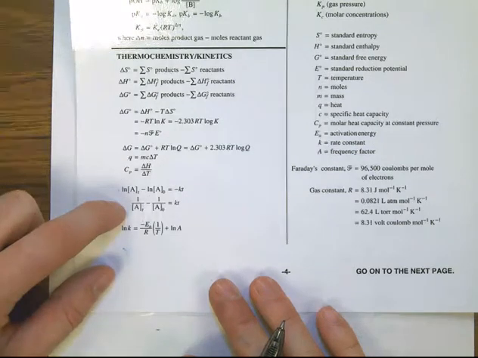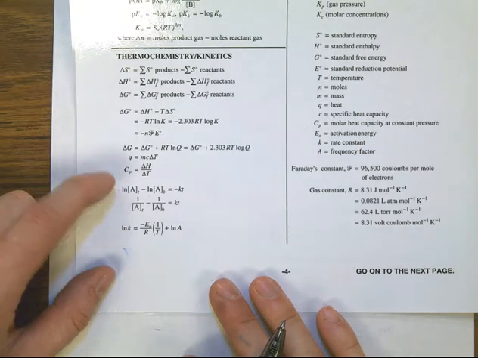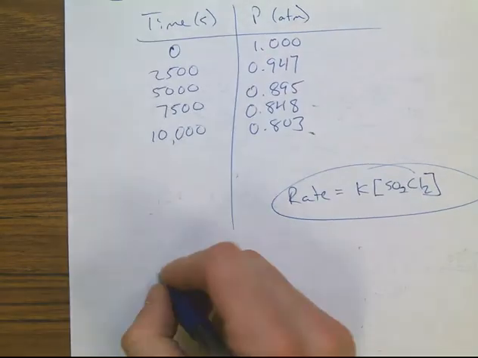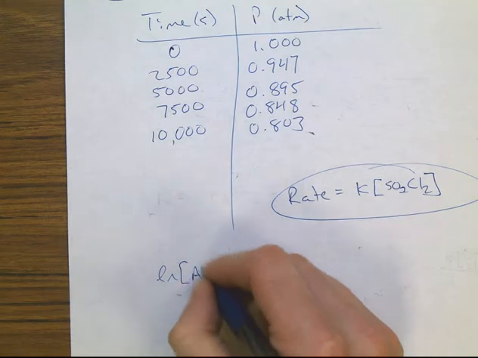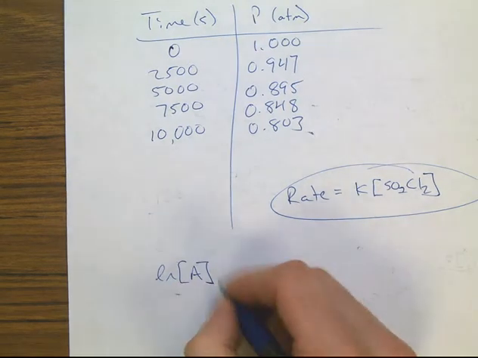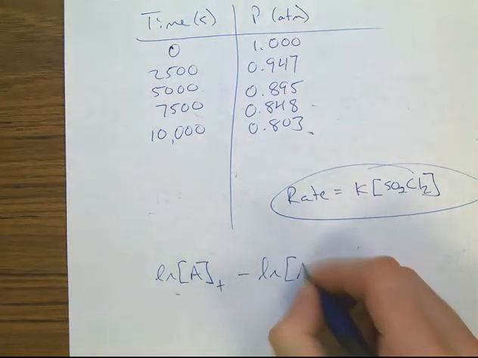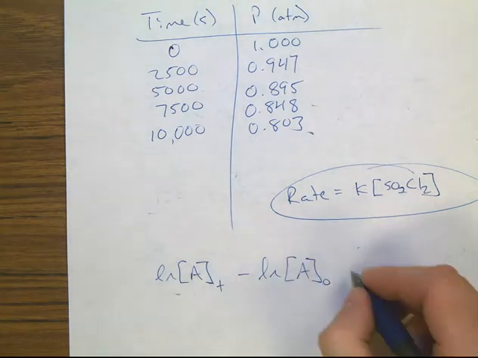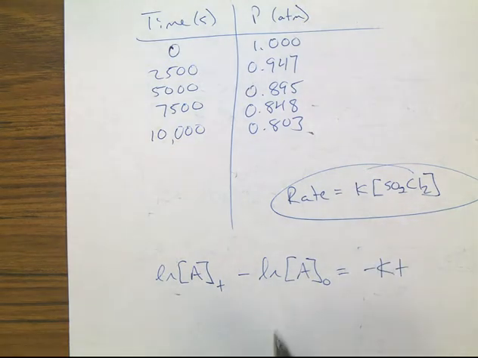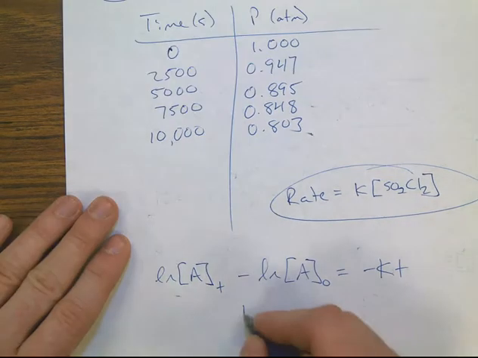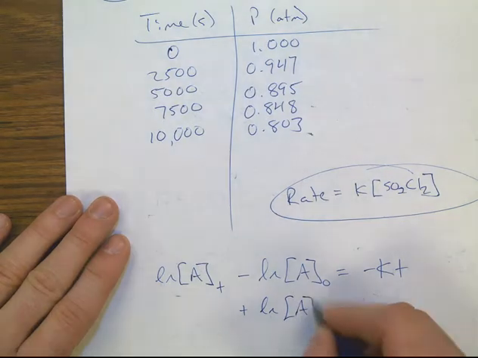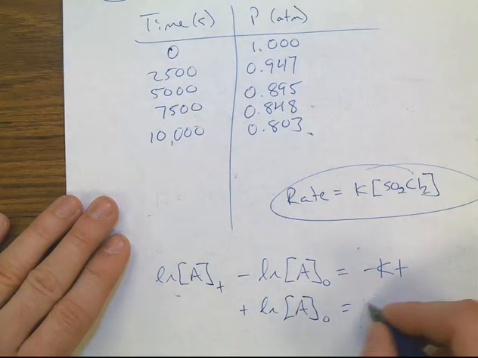The one below it is for second order reactions. So I'm going to use the one for the first order reaction. What's cool about this integrated rate law, the natural log of the concentration of A at time t minus the natural log of the concentration of A at the starting point is equal to negative kt, is that you can literally rearrange it to get y equals mx plus b, and you can get a plot. So I'm going to add the natural log of A at the starting point to both sides.